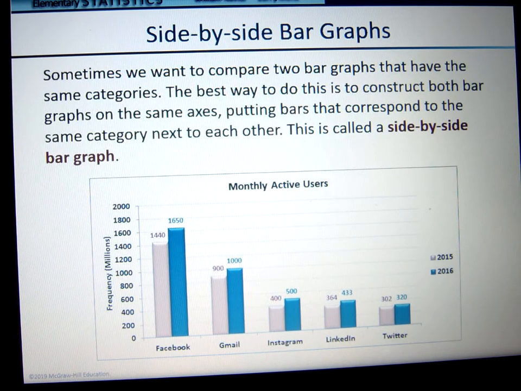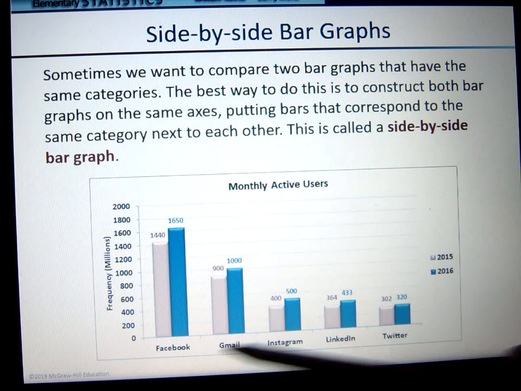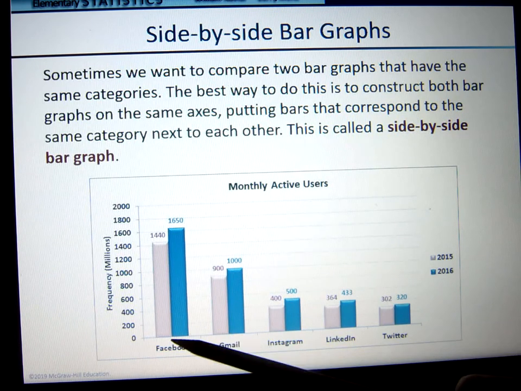This is a side-by-side bar graph, and this is where you're going to compare two things in the same category. So here we want to compare, let's see, we have Facebook, and we have two different things. In 2015 is the pink, 2016 is the blue. We want to compare the difference in each one of these next to each other.